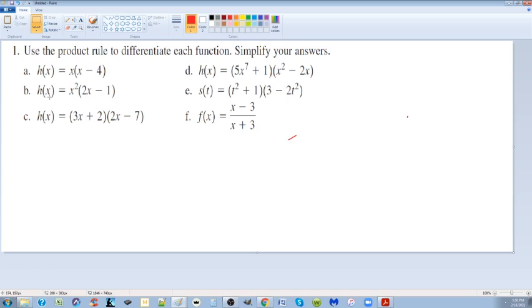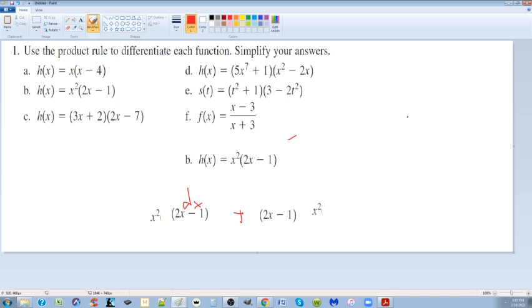The product rule says I'm going to take this, and I'm going to multiply times the derivative of that, and I'm going to add it. I'm just going to put a dx over it. I'm going to add it to this function times the derivative of this function, dx.